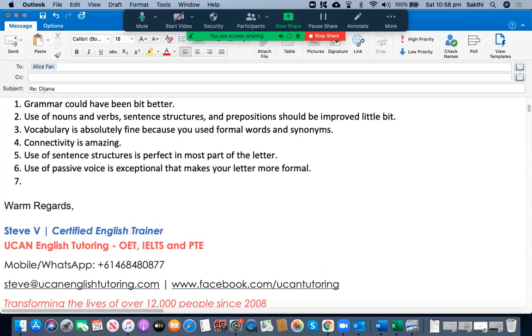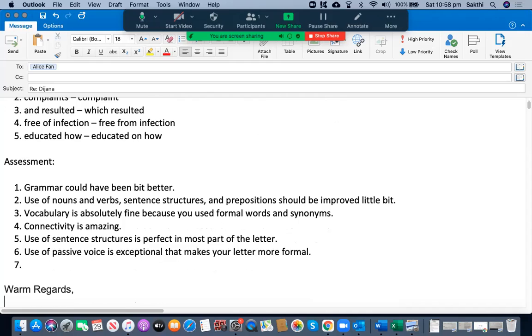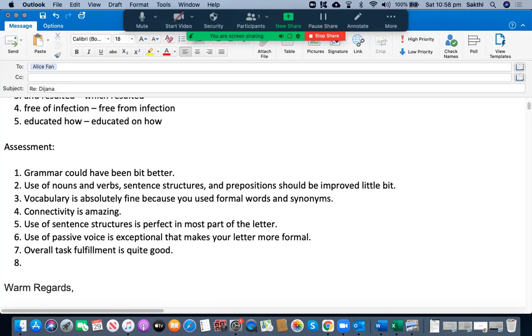This is one of the key requirements as far as the OET letter assessment is concerned. And you have done a wonderful job, Alice. I'm very happy with that. But apart from that, everything else is all right. Overall task fulfillment is good as well. It is quite good. I'm happy with that.